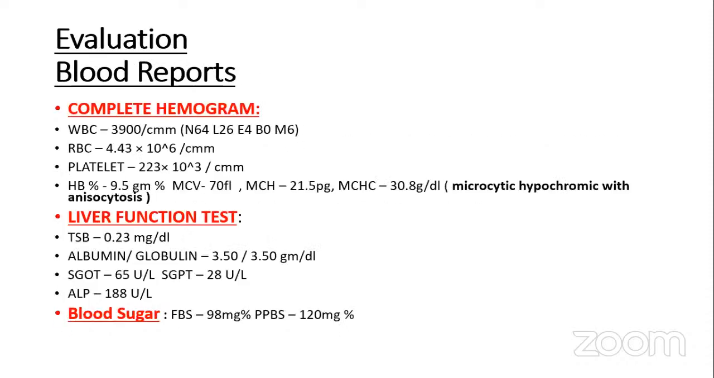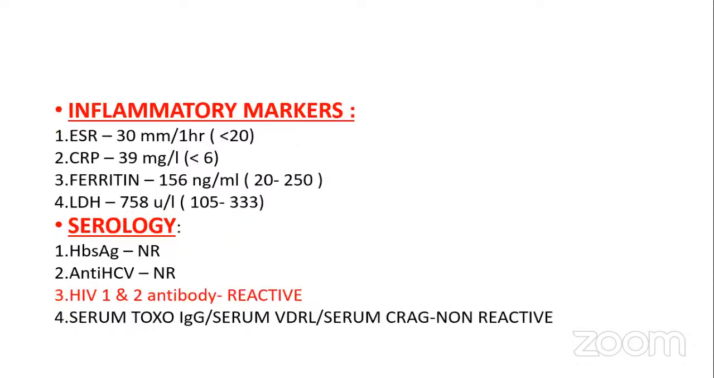So on evaluation, the complete blood hemogram showed only mild microcytic hypochromic anemia with anisocytosis. Liver function test and blood sugar were normal. Inflammatory markers were normal. In serology, HIV is reactive and HBsAg and anti-HCV were non-reactive. As he is a known patient of HIV with CD4 count of 96, we performed toxo IgG, which was negative. VDRL was negative. Only thing to remember here is the CrAg is also non-reactive.